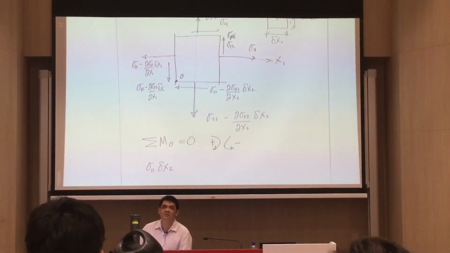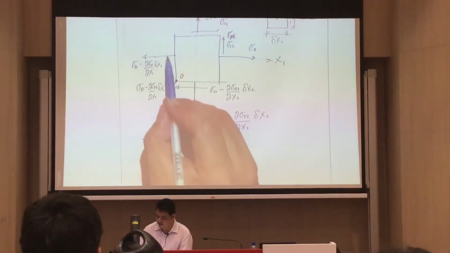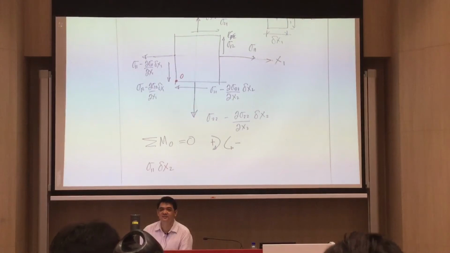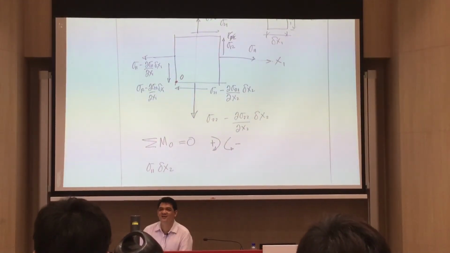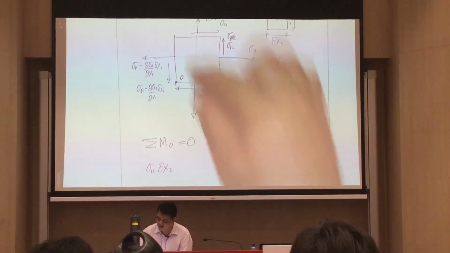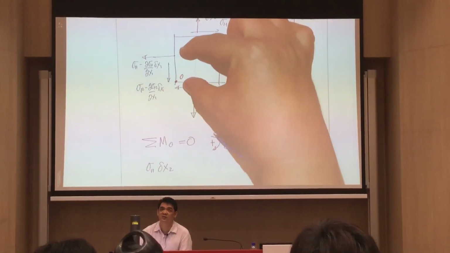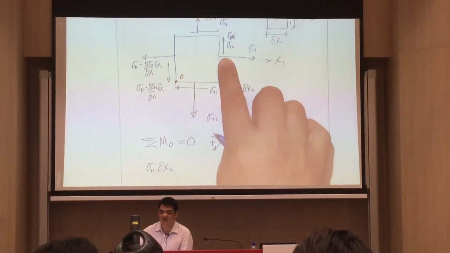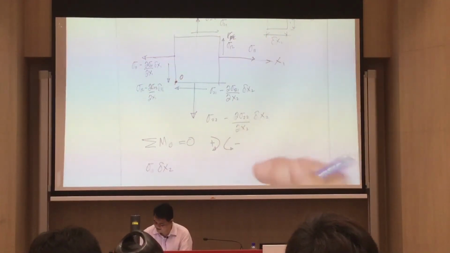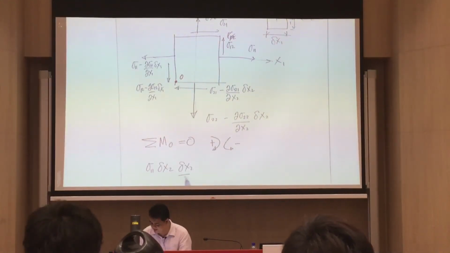What is your moment arm? This one is clockwise, so this one is positive. Correct? Clockwise? Okay, good. At least we understand. So what is your moment arm? That will be this distance divided by 2, so it will be acting at the middle. So this distance divided by 2. So that's the moment arm: delta x2 divided by 2.